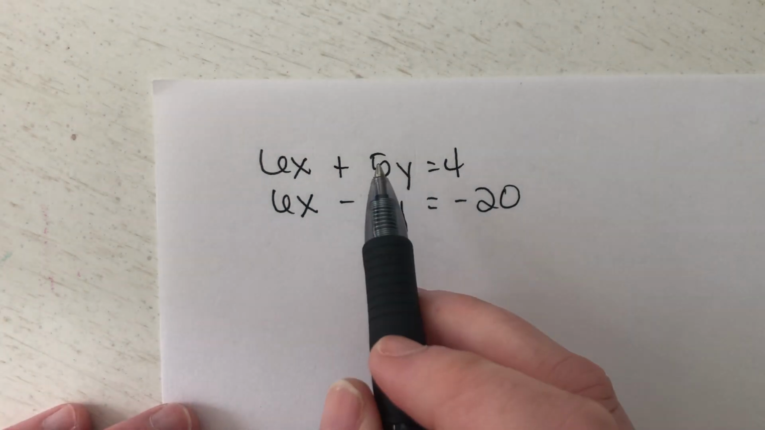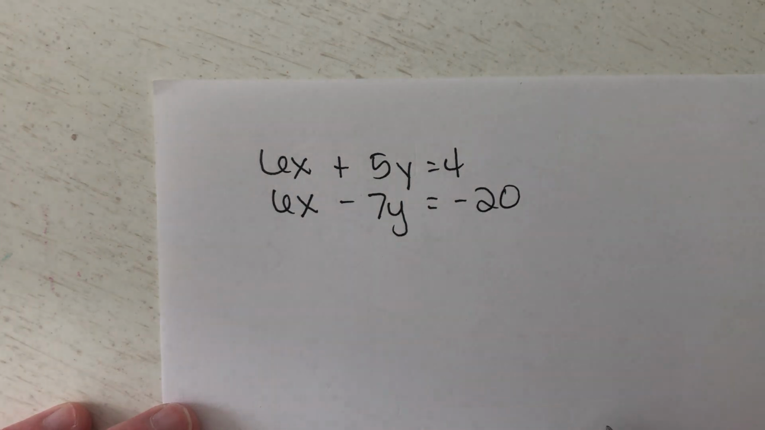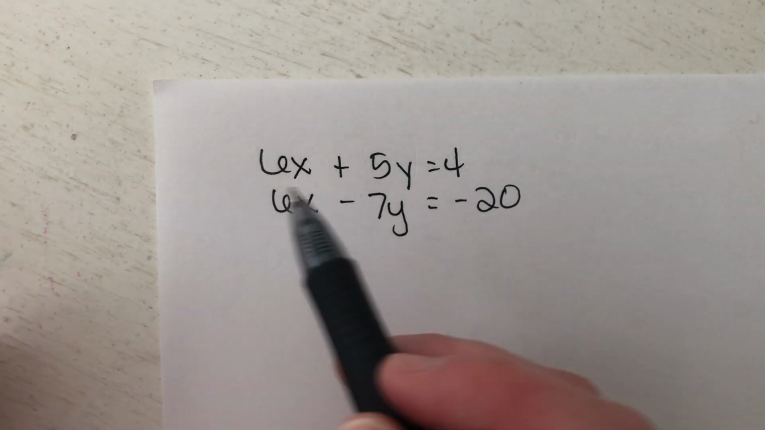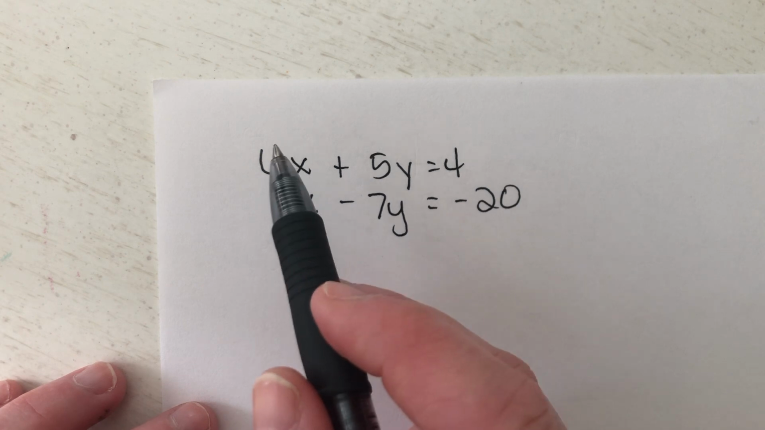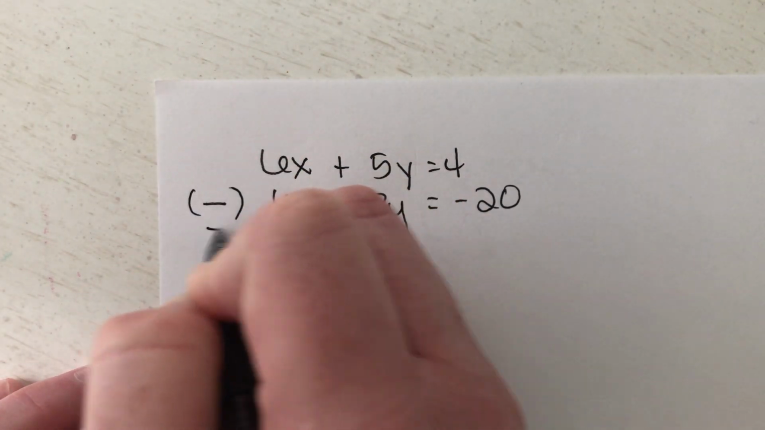All right, so here the y's don't match, but the x's do. However, the x's are both positive. So if we added them, they wouldn't go away. They wouldn't get eliminated. When they both have the same sign, we subtract.